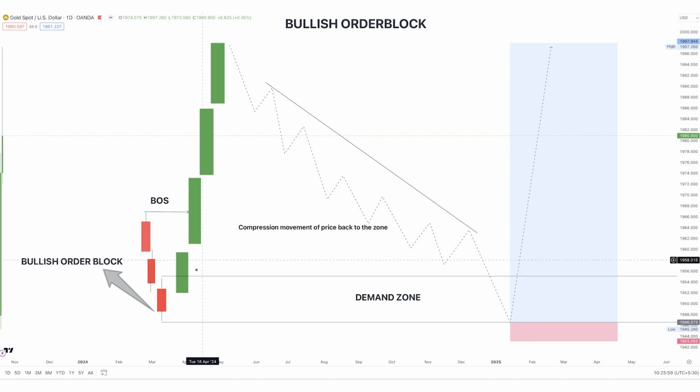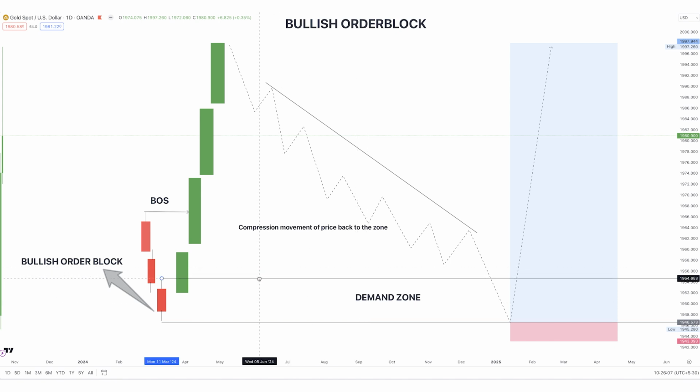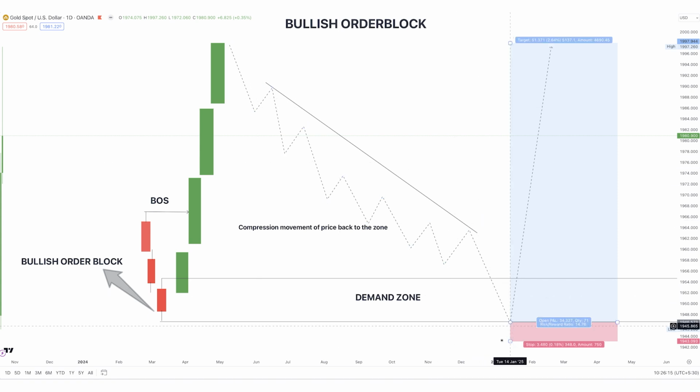Now when this happens, we draw our demand zone around this area. This will also be another topic I'll be treating. So when we are able to identify the bullish order block, then we draw our demand zone. We wait for price to come back in a compressive movement into that zone, then we buy from there.